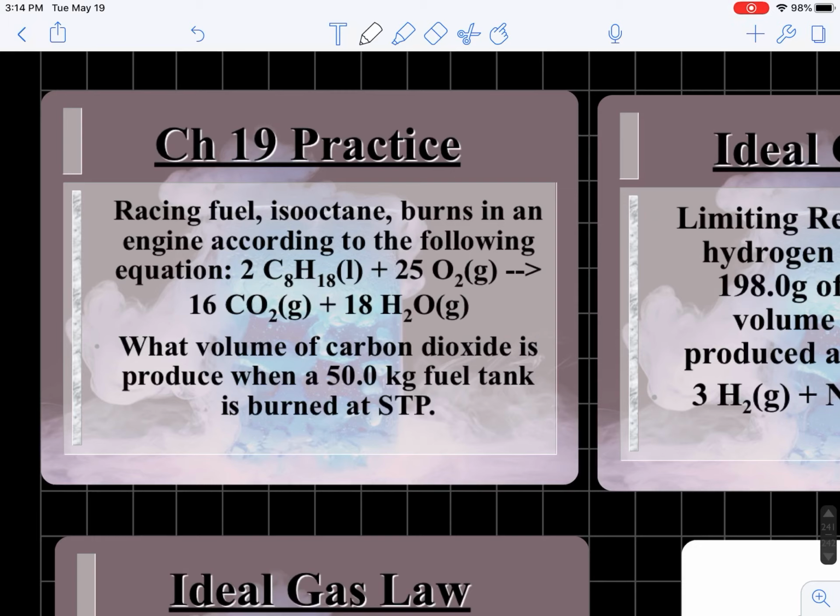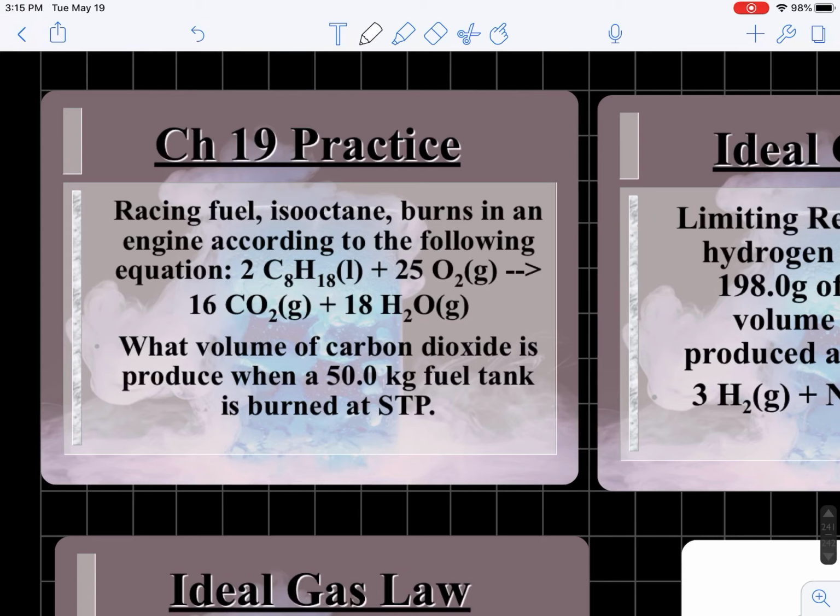Racing fuel, we're going to burn it, and as in all combustion reactions, you get carbon dioxide and water vapor. So that gives us a good chance to use a little gas laws here. A 50 kilogram fuel tank is burned with isooctane. So 50 kilograms, usually we use grams, so that's really the only trick there.